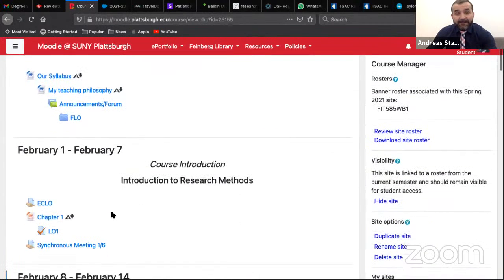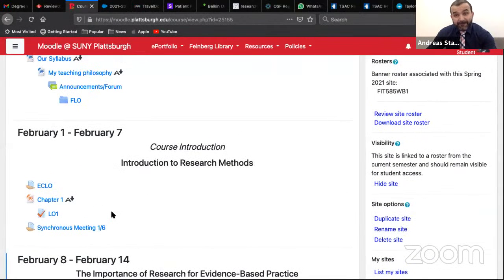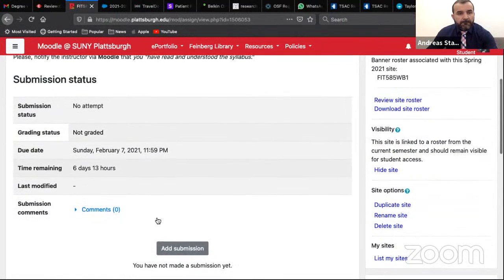And you can see that it is designed per week. First week, second week. Which, by the way, I had to change everything when they just told us to start a week later, but we're all good. This is the SCLO. As you can see, you have 6 days and 13 hours, and you can put your submission here, which is, again, a statement that you have read and you have understood the syllabus, okay?